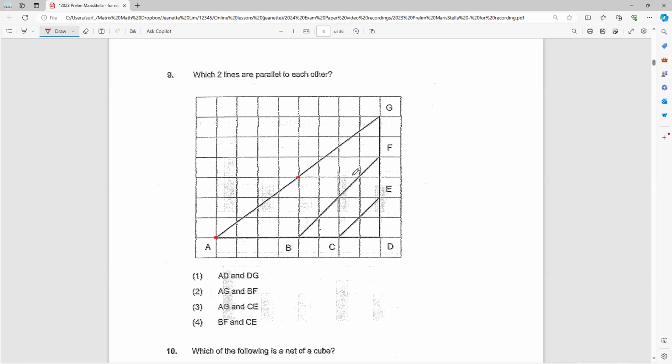For BF, it starts here, and it will cut the corner of the grid over here. Same for CE. So BF and CE are parallel. We're looking for parallel lines. Don't pick perpendicular, okay? BF and CE will be option 4.